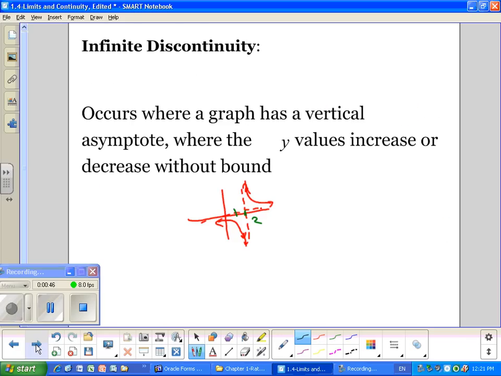We have an infinite discontinuity. What the infinite discontinuity is saying is the function, if you're looking at a particular spot, so if there's an asymptote here at 2, and you're looking from the left, if you come from the left, where are you going? You're going down to negative infinity. So you do not approach something. You're approaching negative infinity or infinity, and that is an infinite discontinuity.